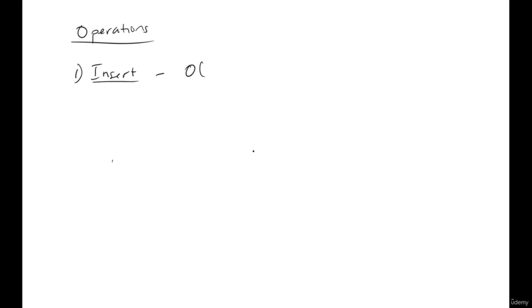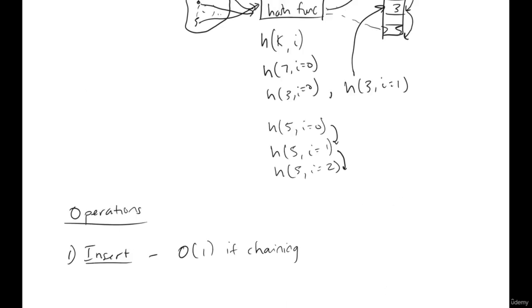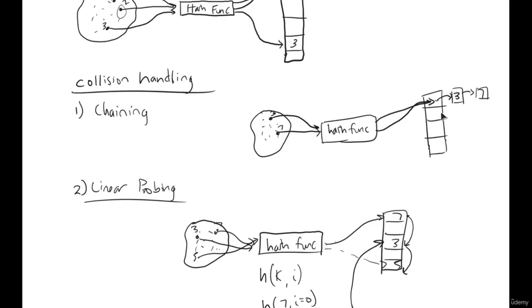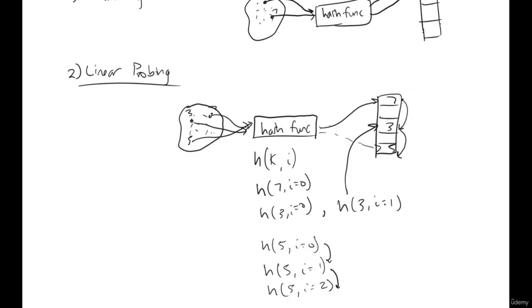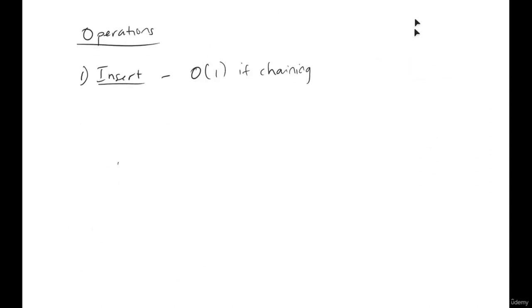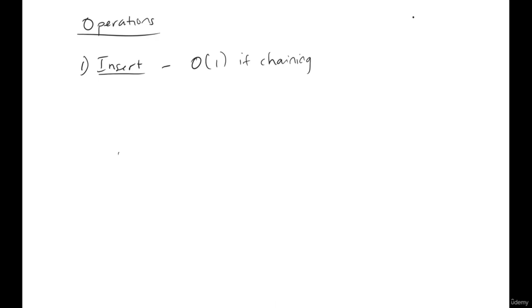If we use chaining, the runtime is just going to be O of 1. And that should make sense. We're inserting this item into a linked list, a singly linked list in our case, and we only have to rearrange the pointers up at the front here. So here's our linked list, we only had to rearrange these pointers. And so inserting into a linked list, we've already seen, is O of 1.